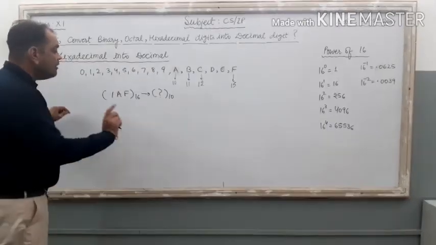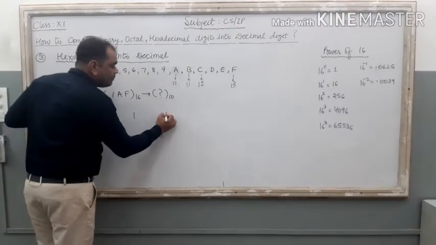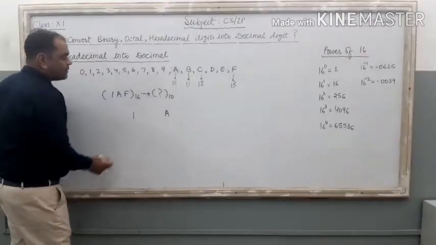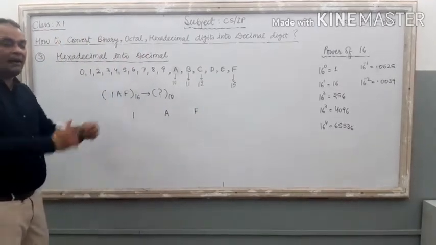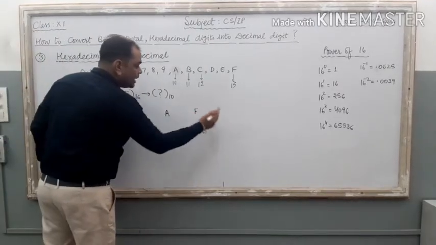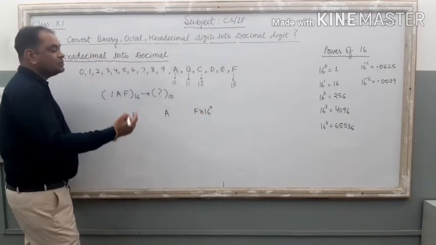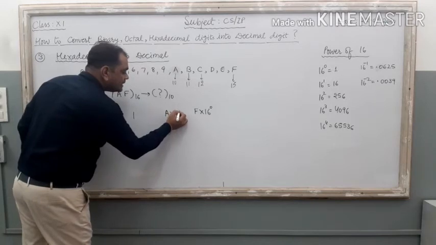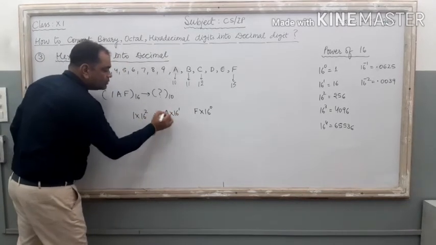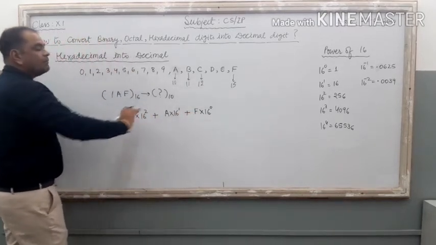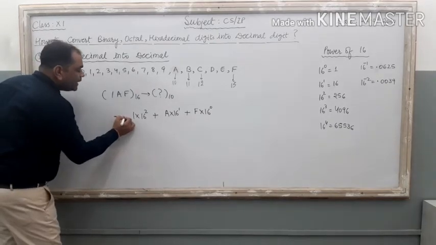So very first, we are going to expand the digits like this: 1, put some gap, A, then again a gap, then F. 1AF. Start from the rightmost part. Here, multiply F with 16 raised to 0. A multiplied by 16 raised to 1. 1 multiplied by 16 raised to 2. Then use the plus symbol in between these three parts. Clear? So it is the very first step.